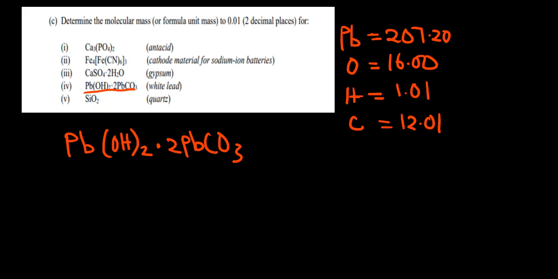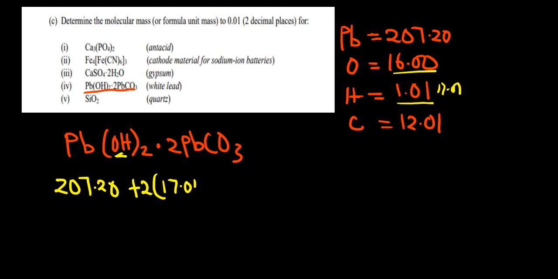Okay, so the first one there will just be the mass of lead, which is 207.20, and then I'm going to say plus 2, and then inside here I'm adding the mass of oxygen to the mass of hydrogen. Okay, so this 16.00 plus 1.01, we're going to get 17.01. Okay, so here I'm just going to, in place of this O and H, write 17.01.